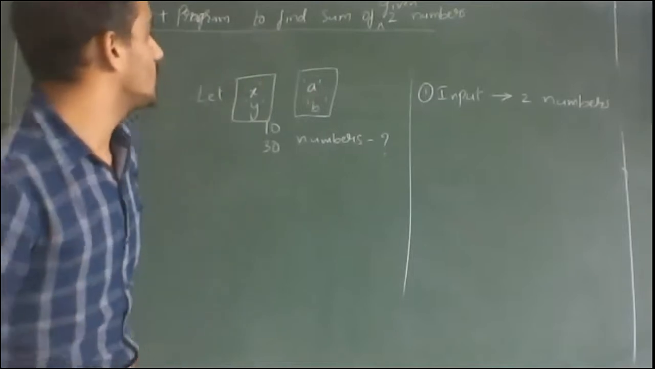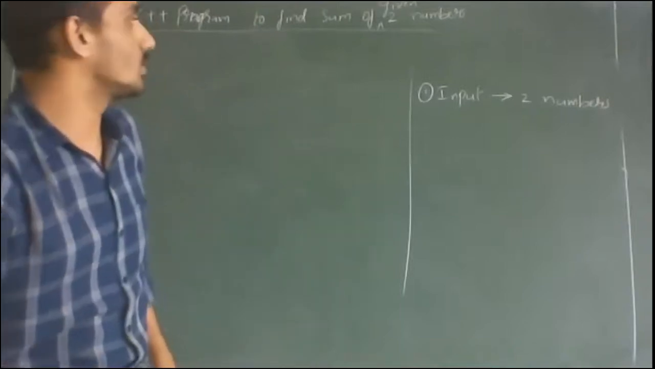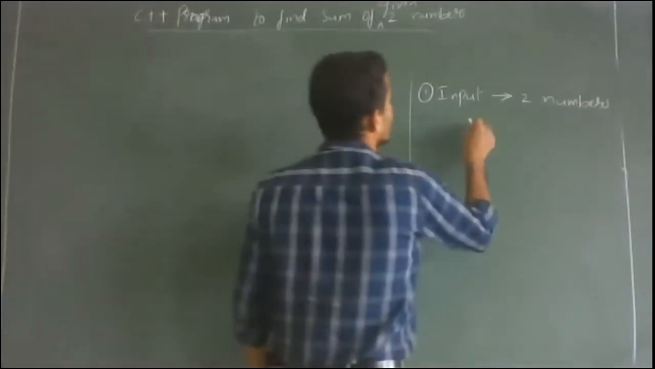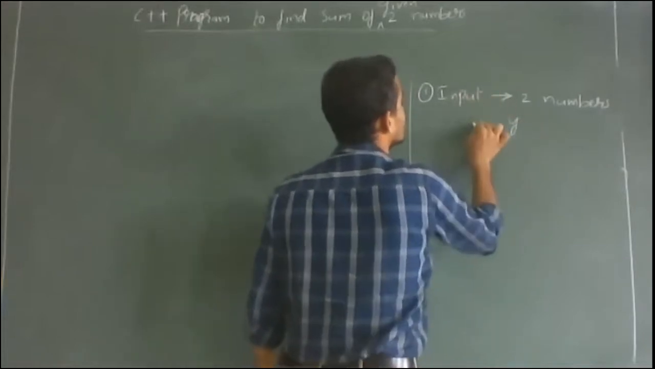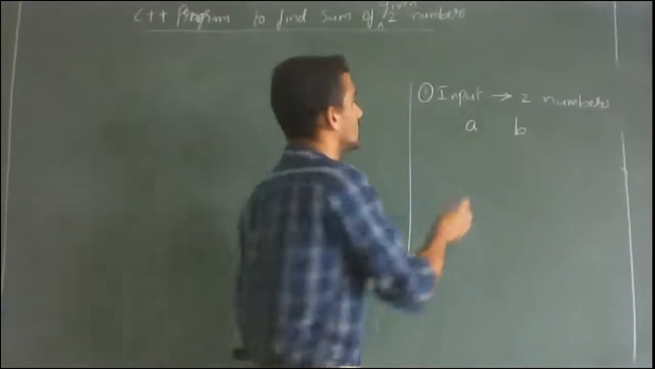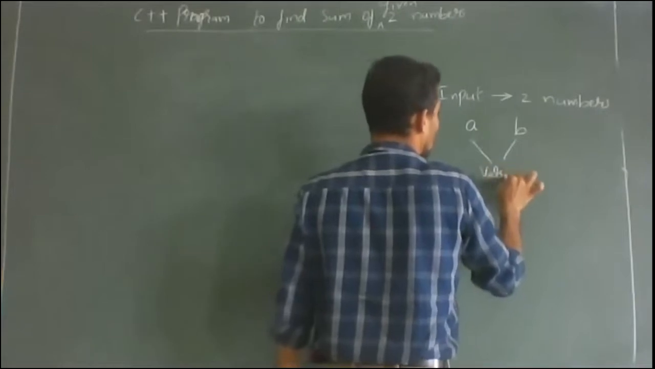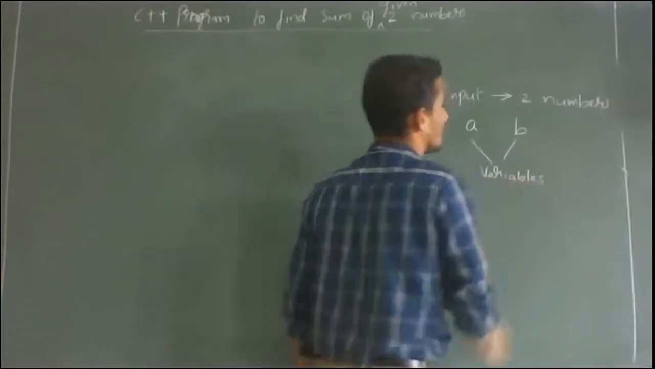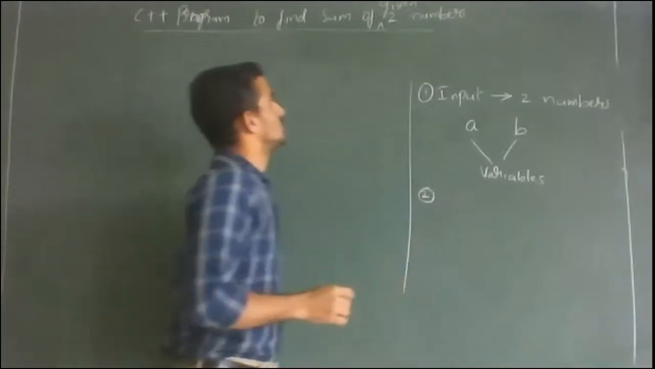So here I'm telling the sum of two numbers. I don't know what those two numbers are. So what we can consider is the first number be x and the second number be y, or we can say the first number is a, the second number is b. Here A and B will act as variables.